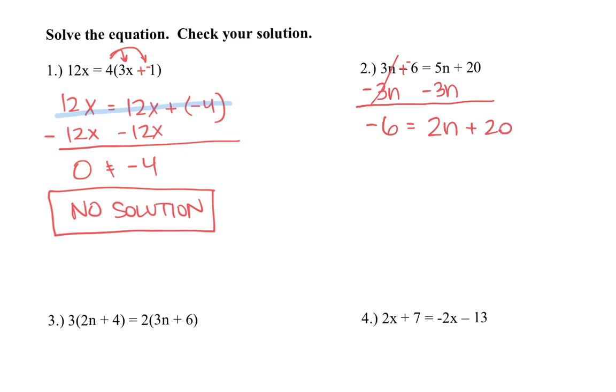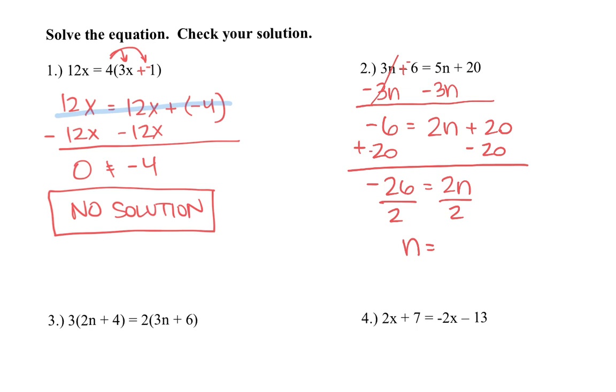So then I want to get the n by itself. So I'm going to subtract 20 from both sides. Since it's positive, to get rid of it, I subtract. If it helps you make that addition over there, I've got -26 equals 2n. So then I divide each side by 2, and n equals -13.